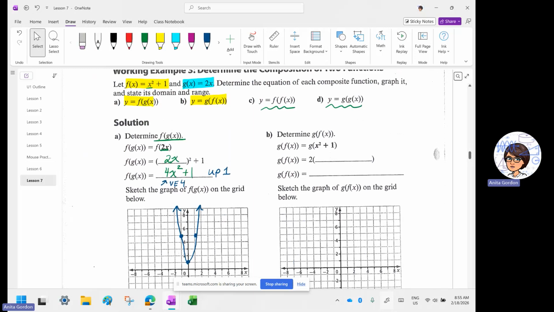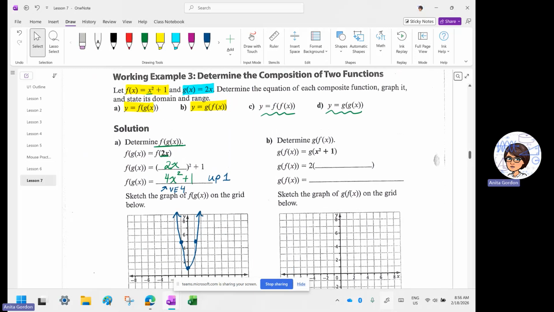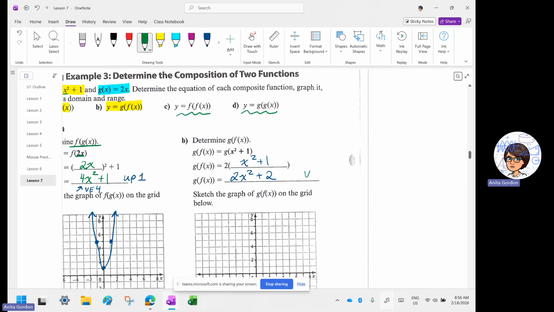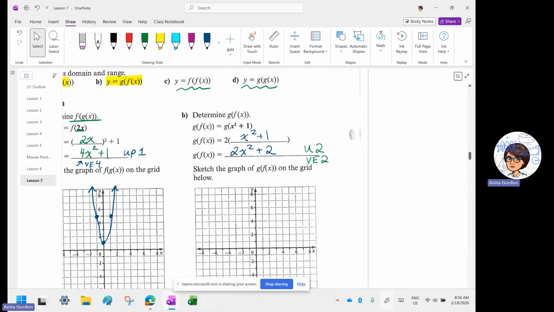If I put f inside of g, then I take my g equation, 2x, I substitute x with the quadratic, that is f. I have 2x squared plus 2. I end up again with a quadratic, but now I have moved up 2, and I have a vertical expansion of 2. So vertex is at 2. And again, instead of the usual location of where 1, 1 would be, I have a tall parabola here.